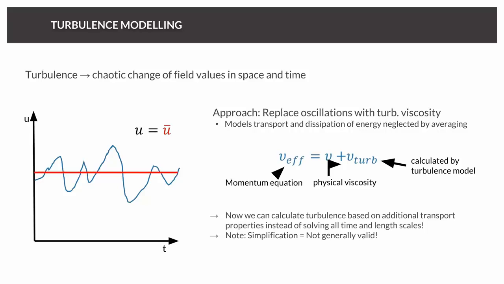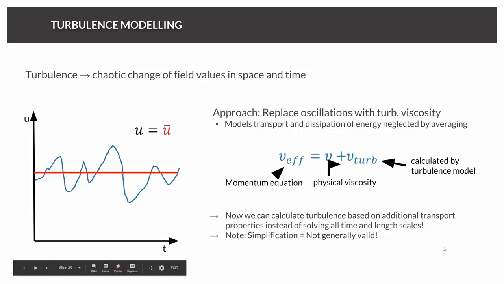And what we're doing now, and that's very smart, is that instead of calculating the oscillations, we just need to calculate the turbulence viscosity. The turbulence viscosity is then added to the physical viscosity, and this new effective viscosity is used for the momentum equation. And so we close our equation system again. Now we can calculate the turbulence based on additional transport properties, artificial transport properties. Most of them are called turbulence intensity and turbulence dissipation rate. And we don't need to solve anything for all time and length scales.